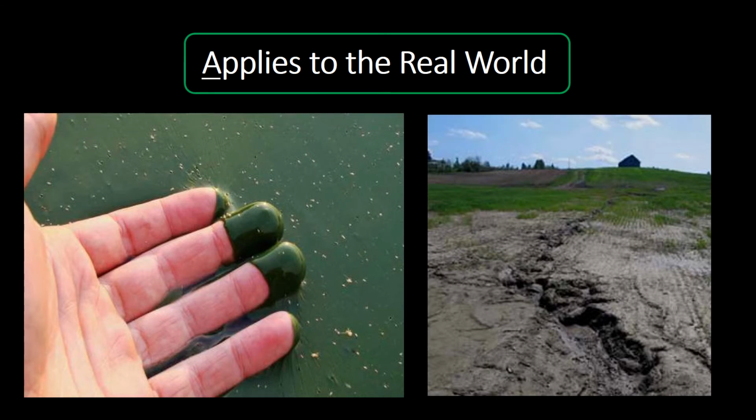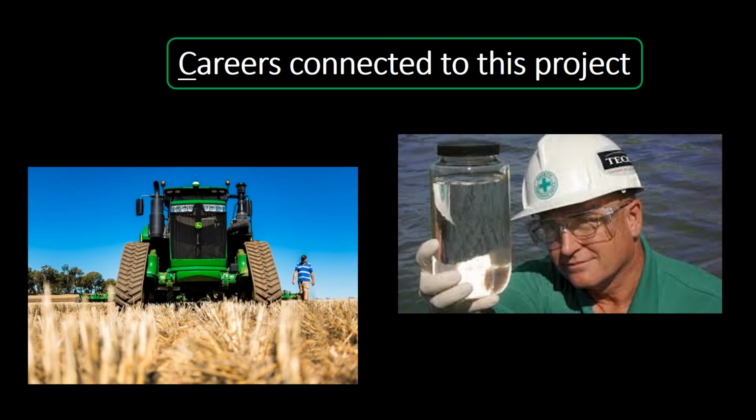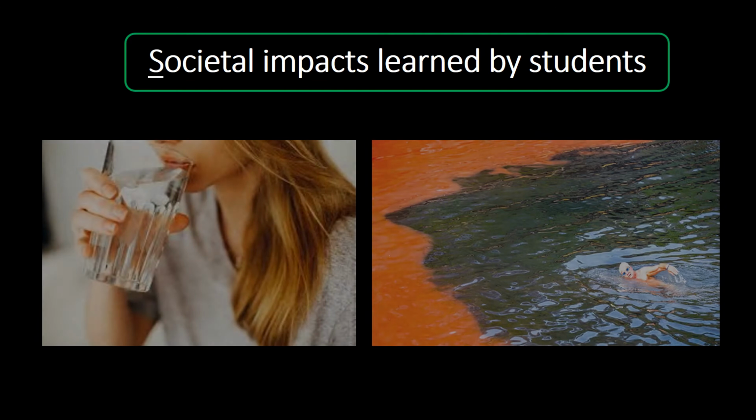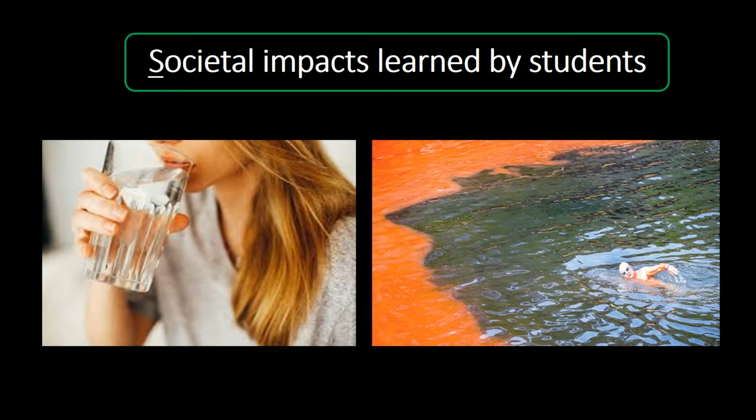Students were able to see how soil loss and algal blooms were related, and this real-world application helped them to see that learning about erosion had a practical purpose. Throughout this project, careers in the areas of agriculture, engineering, and environmental science were discussed. This project also showed the impact that erosion has on the drinking water that comes from the watershed, as well as recreational water activities like fishing and swimming.